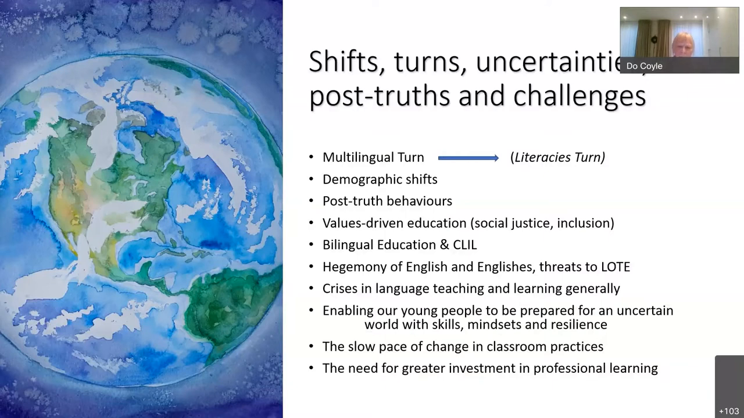So we've got those demographic shifts about people movements. We've got post-truth behaviors and values-driven education. It's all there. And of course, we have bilingual education and CLIL. And as I was saying earlier, there is the hegemony of English and Englishes, which brings a kind of threat to languages other than English. And I do feel that plurilingualism is about that celebration of bringing together all language. I tend to use language as a plural because to me, language is any languages that are spoken and used, and there are resources. And so, the slow pace of changing classroom practices, we know that, and the need for greater investment in professional learning.